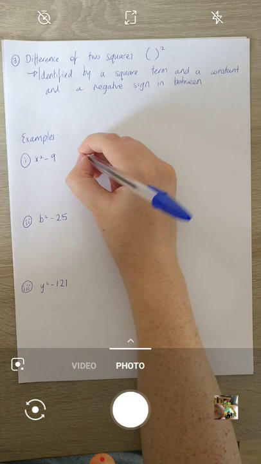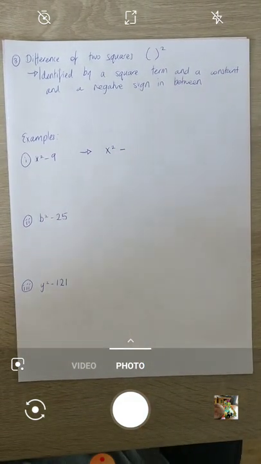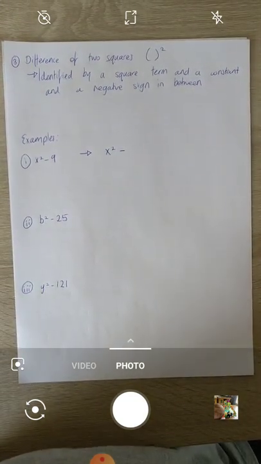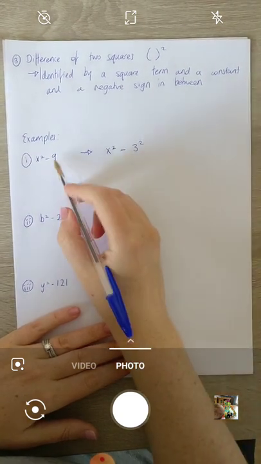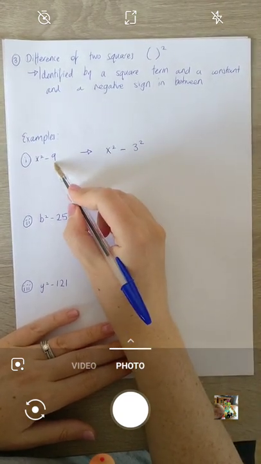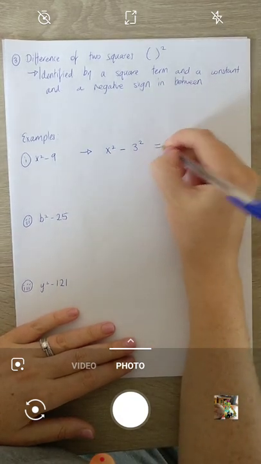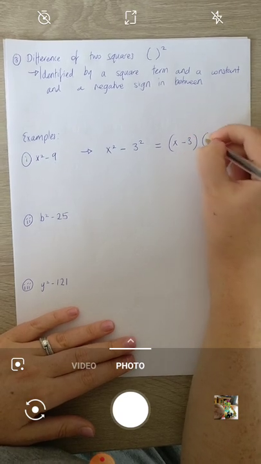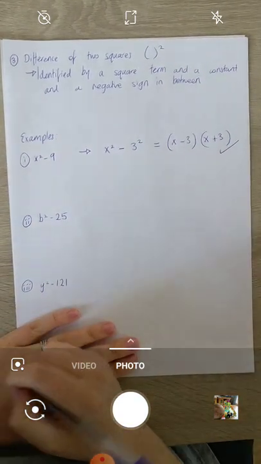Okay, so if we look at this example here, we have x squared minus 9. We're going to rewrite 9, so the number is now something to the power of 2, and we know 3 squared is the same as 9. When we have everything squared and a negative sign in between, we rewrite these as back-to-back brackets: x minus 3, x plus 3, and that's our final answer.